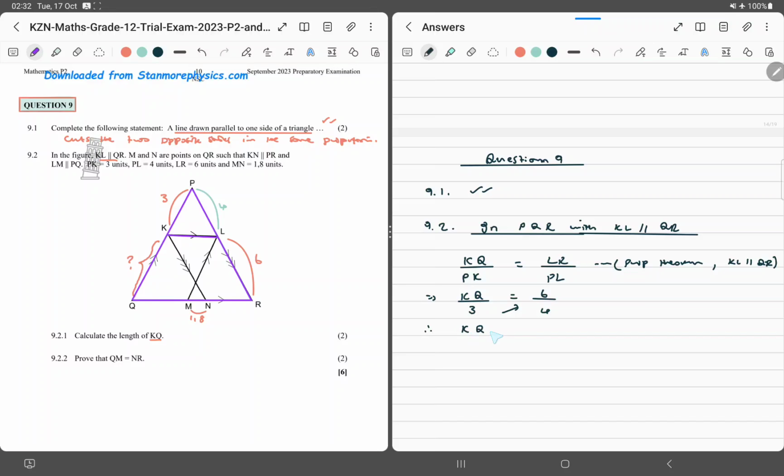Therefore, KQ is going to be 6 over 4 times 3. What is that? So this is 18 divided by 4. It's 4,5 units. Nice and easy. So easy 2 marks, guys. So that statement and the reason is important in the answer.